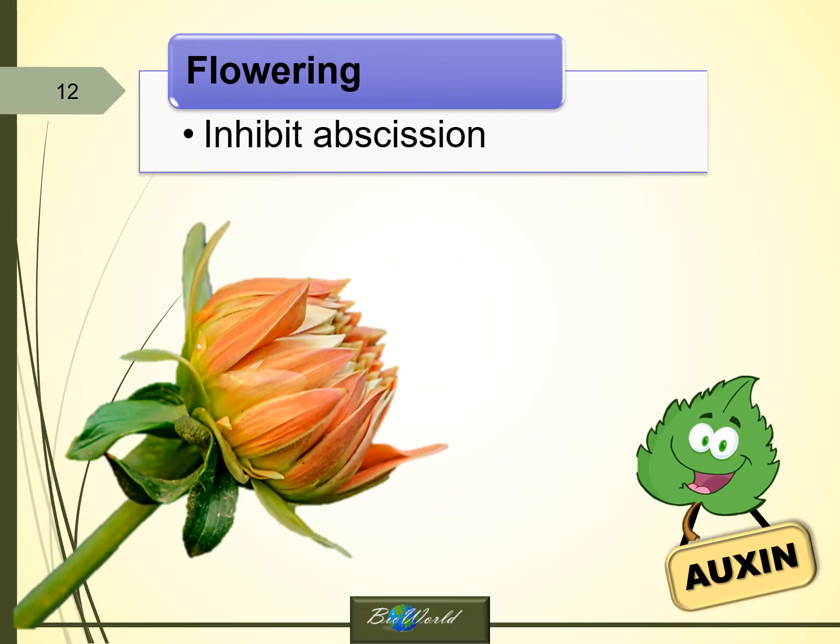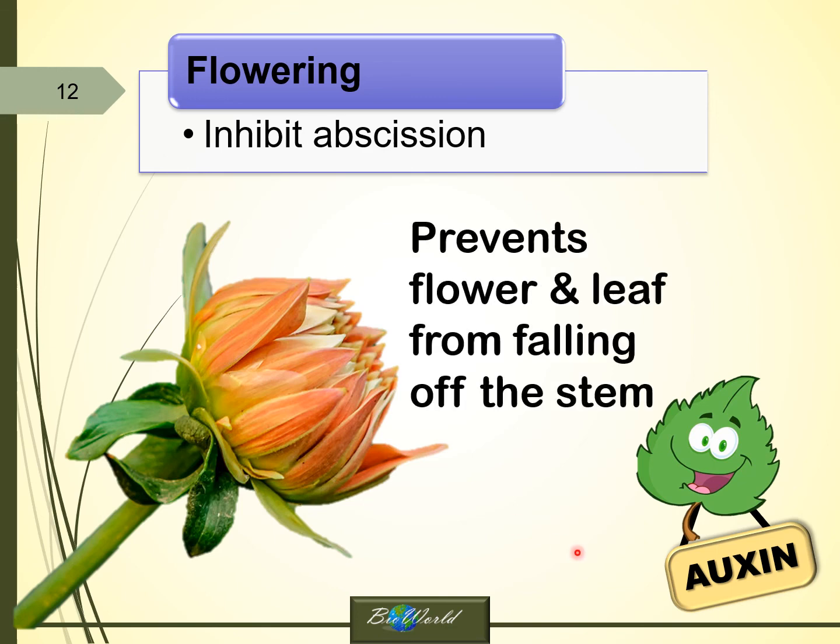Moving on, we look at the role of auxin in flowering. For the flower to bloom, that is actually the job of ethene. But what auxin can do for flowering is it will produce the flower bud, and then it will make sure that the flower does not fall off from the stem. So auxin also makes sure leaves don't fall off the stem. So this is what we call inhibit abscission. The process of abscission, as I mentioned earlier, I will discuss when we reach abscisic acid.